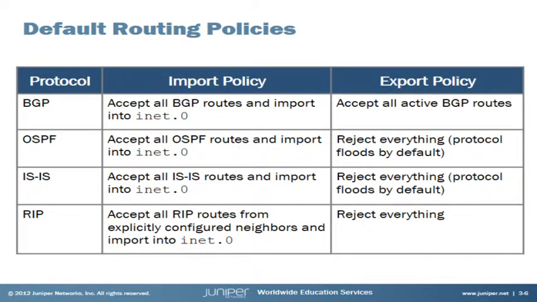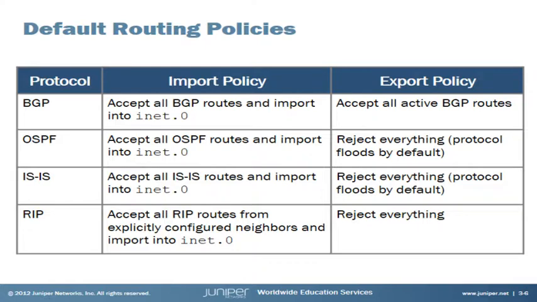Okay, so there are already policies there. There are already default policies built in, already configured. This is just how these protocols work by default. They're already there, but we can change these defaults. But these are the defaults. So with BGP, BGP will accept all BGP routes and import them into the inet.0 table, which is the master IPv4 routing table. So the export policy is to accept all active BGP routes.